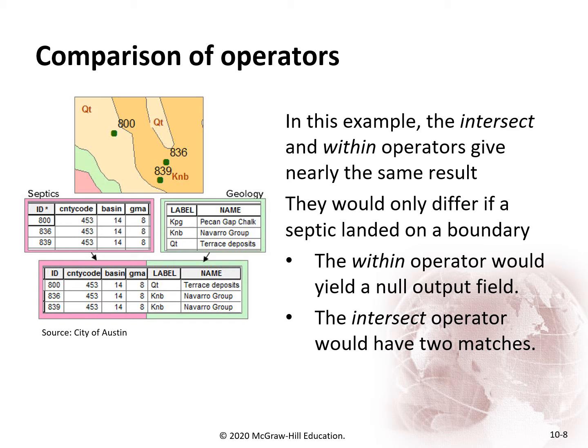Comparison of operators here. In this example, the intersect and the within operators give nearly the same output. They would only differ if a septic landed on a boundary, in which case the within would, excuse me, would yield a null field, and the intersect operator would have 2 matches. So that's where it becomes important that you're very thoughtful about selecting some of these specific language operators within a spatial join.